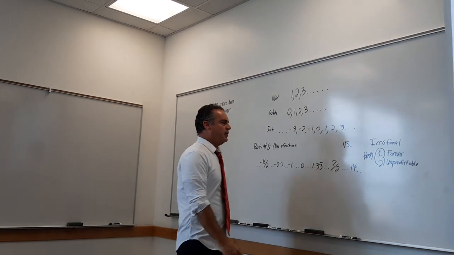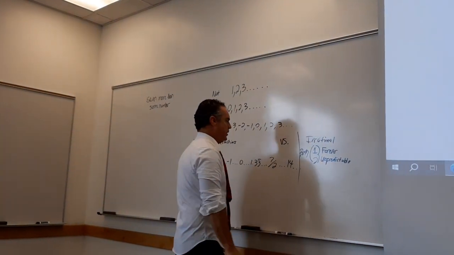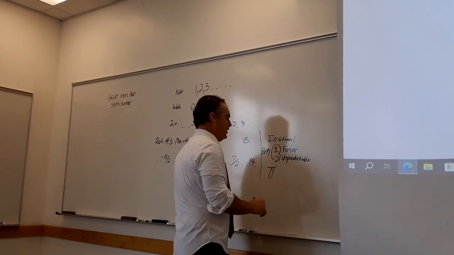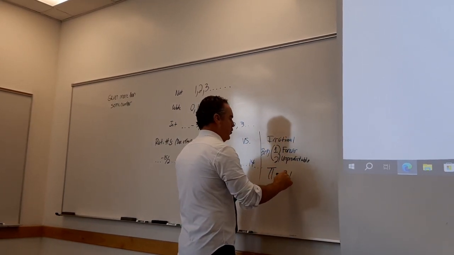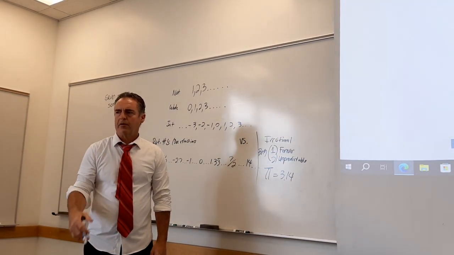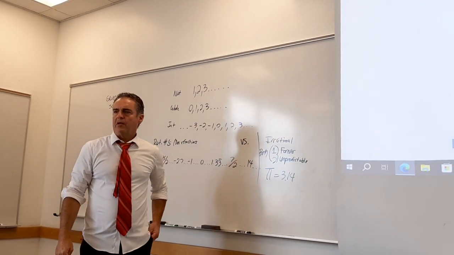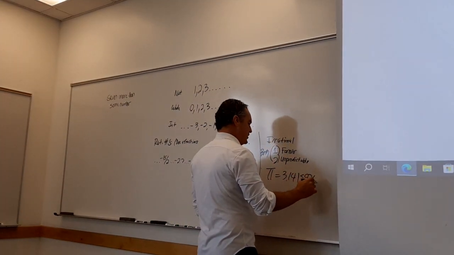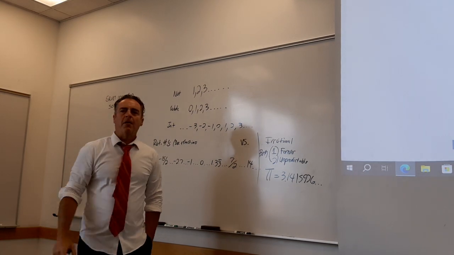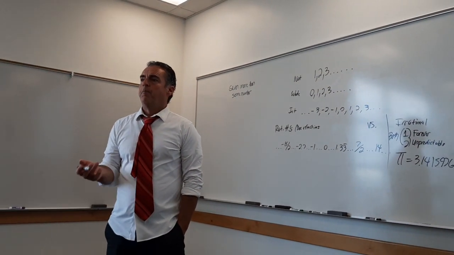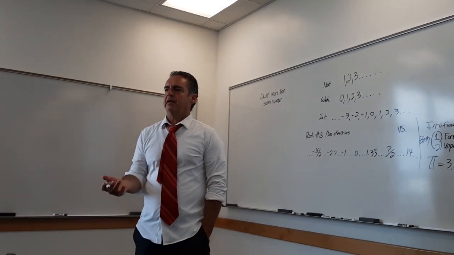So, some examples of irrational numbers. Pi is an irrational number. Put pi in your calculator and enter it. What does it say? 3.14, keep going, 15926, etc. And that number goes on forever and ever. So it's a forever number, but you can't predict what number comes next.